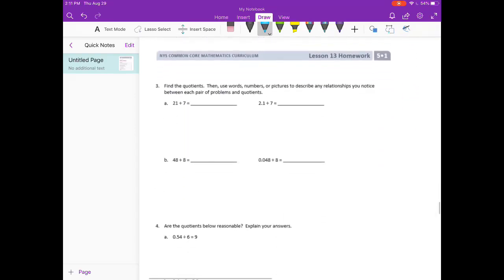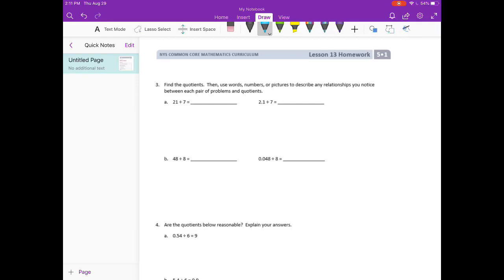Number 3, find the quotients, then use words, numbers, or pictures to describe any relationships you notice between each pair of problems and quotients. So for this, there could be lots of different answers. I'm just going to show you what I notice between the dividends. So 21 divided by 7, well, that's 3.